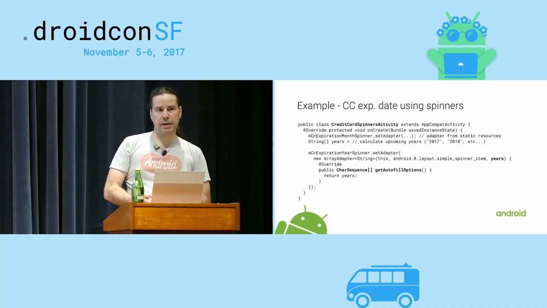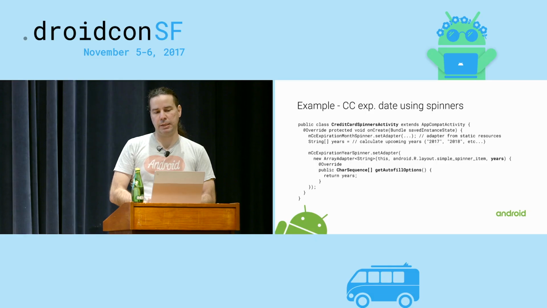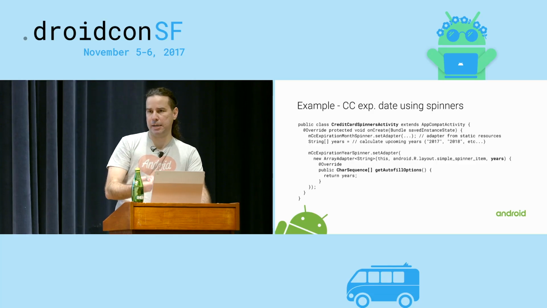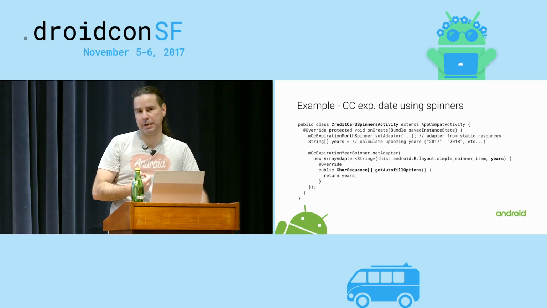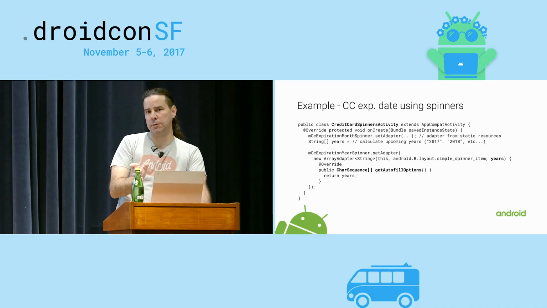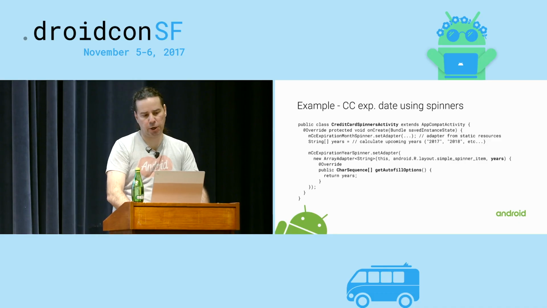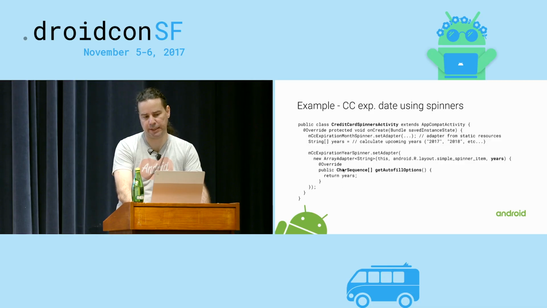Now, if you're dynamically creating a spinner, for example, I want to dynamically define what years I'm sending for the expiration year. I still have an array adapter, but I'm explicitly creating the values that I'm setting on this adapter. In this case, I need to also override the get autofill options from the adapter, because since I'm dynamically creating it, that information would be stripped out. It would not be sent to the service. So in order to do that, I need to create a custom adapter, extending the array adapter and overriding this get autofill options method, returning my years that I create dynamically.